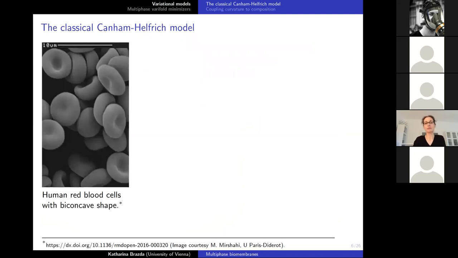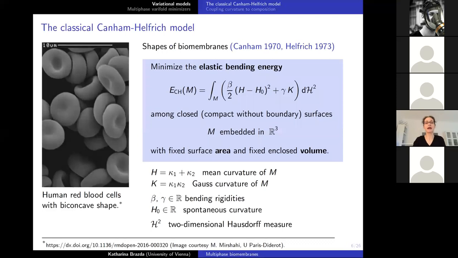Of course, the best known shape of a biomembrane is the shape of a human red blood cell, which has this biconcave geometry. You observe that these shapes are relatively stable throughout the time of minutes to hours. So it's natural that there is some energy minimization behind these shapes. And this is the so-called Canham-Helfrich model. Canham was motivated precisely by the shape of the red blood cells, and Helfrich refined this model a bit.